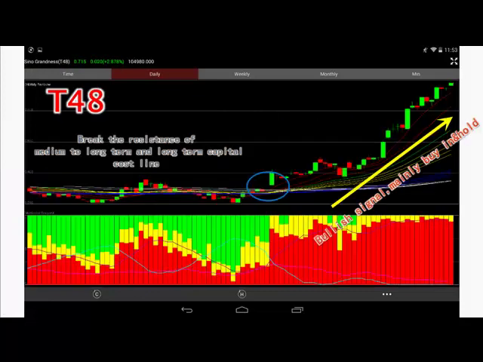Next is T48. It's also a share from Malaysia. Just like the other two shares, you will see in the long term it breaks the resistance of the medium-to-long term and also the long-term capital cost, because it breaks upward through the blue line and also the white line. So the price will push up a lot. Once the bullish signal is formed, it will be pushed up, so we should mainly buy in and hold this share.